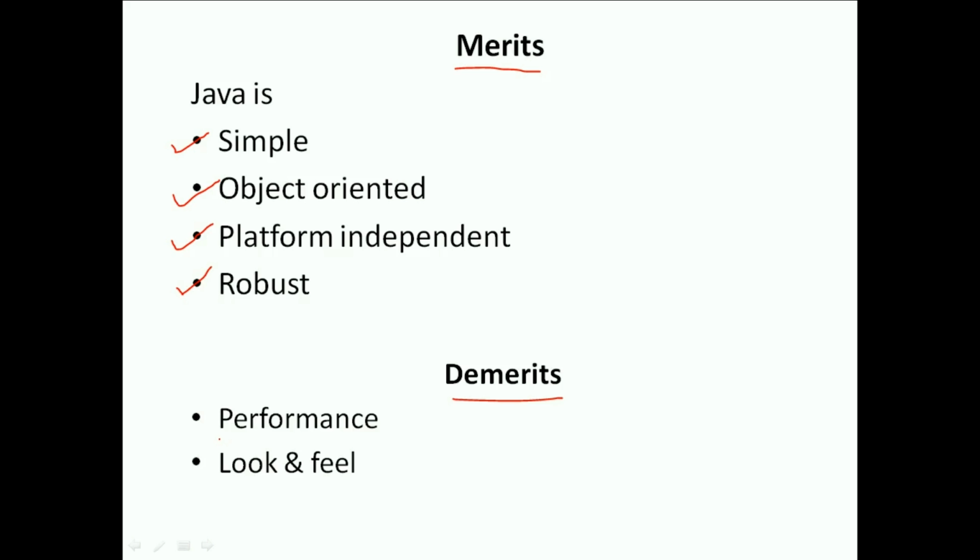Next, the demerits. It has very few demerits in Java. Performance: it's significantly slower and more memory consuming than native programming languages, the compiled languages like C and C++. Look and feel: the default look and feel of GUI applications written in Java using the Swing toolkit is very different from native applications.